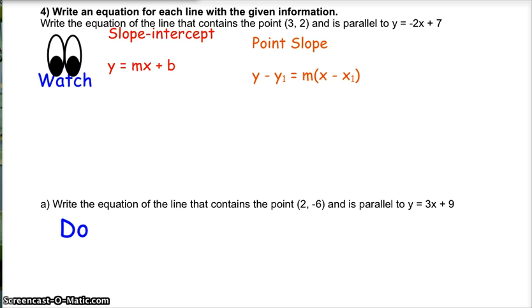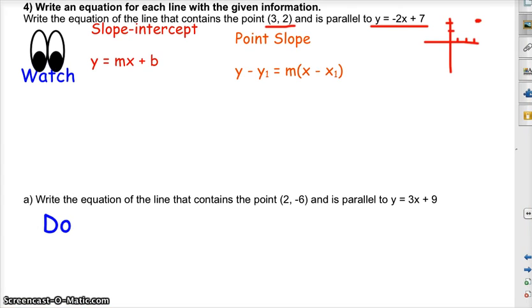Write the equation of the line given the information. I want you to write the equation of the line that contains this point, meaning it's going to go through that point on the graph. Grab a piece of graph paper and plot it, 3, 2, and I want it to be parallel to this line. So if you were to graph it, you would have 3, 2, so you're going to have this point here, and then you're going to have the line, let's see, it's going to start up here at 7, down 2/1.